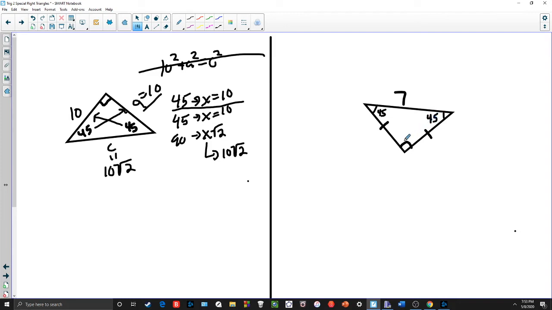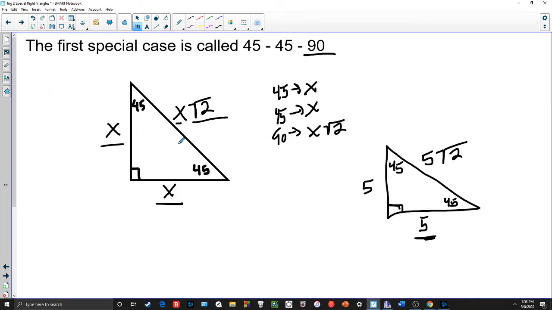And in this case, again, you're trying to find the 90-degree side. So if we write our numbers here, 45 is x, 45 is x, and 90 is x root 2. Again, that's the special ratio these sides share. That's what we talked about over here. All 45, 45, 90s share this ratio. These two sides are the same, and this side is root 2 times as big.